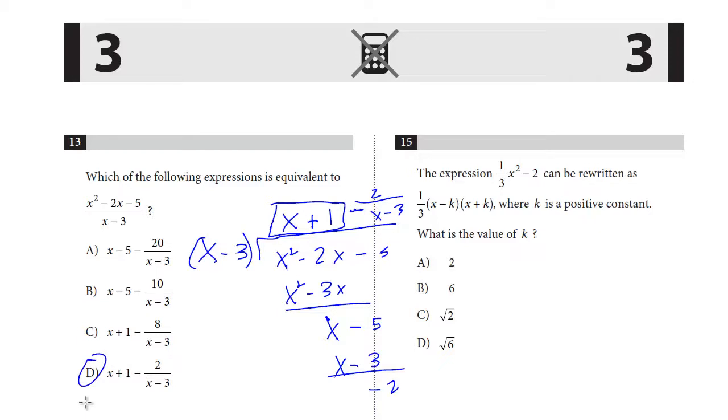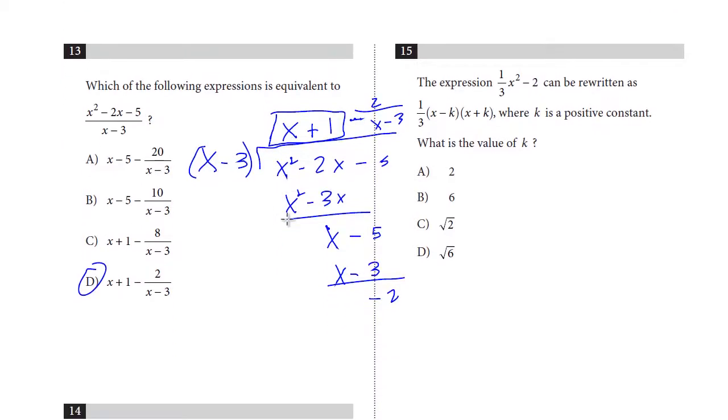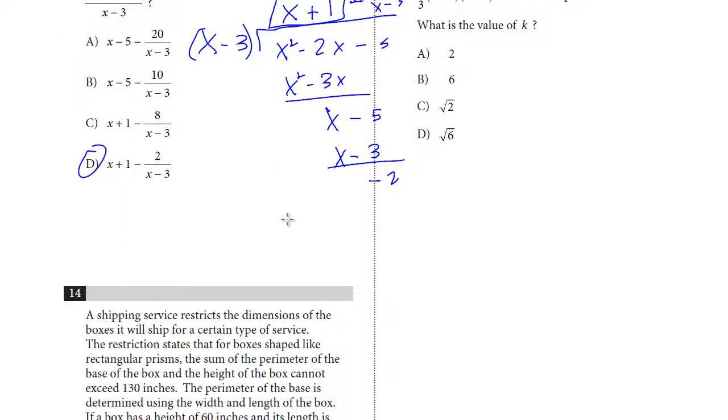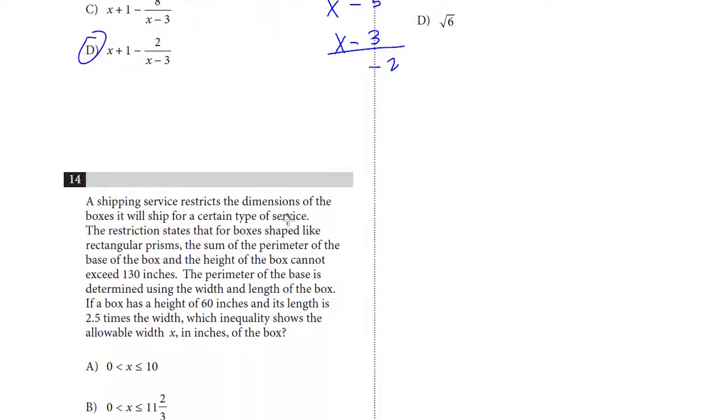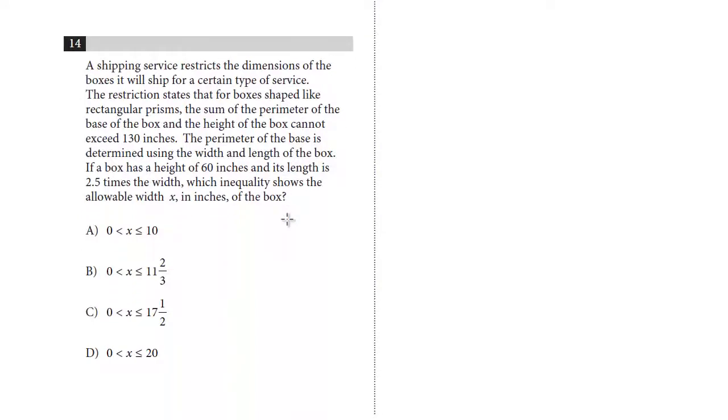Sometimes there might just be one step. This one had 2, but you just keep doing it until the x's are gone, and then the last step is the remainder. All right, let's take a look at question number 14.